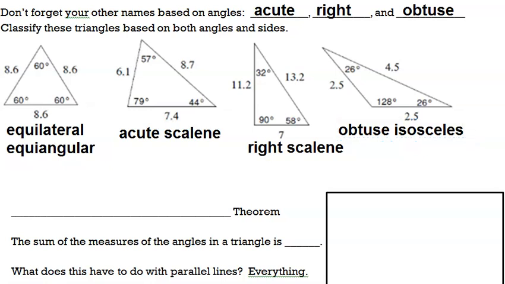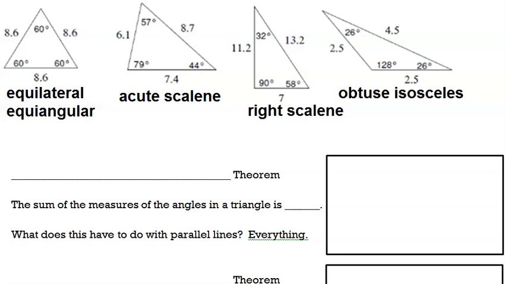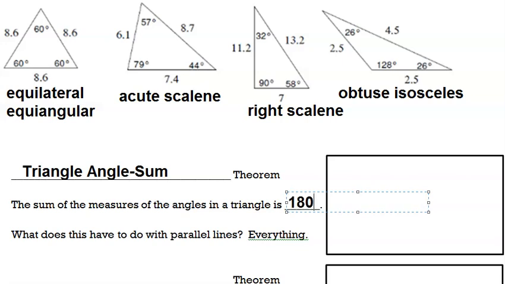All right. Now this is where the actual math comes in. Again, this makes me happy because that's what I'm here for. We get to deal with the Triangle Angle-Sum Theorem, which is short and sweet. It says the sum of the measures of the angles in a triangle is 180 degrees.